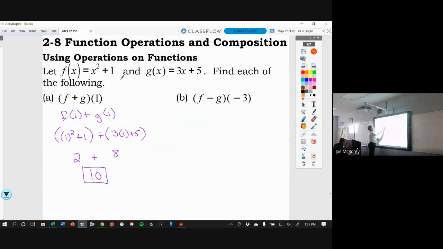Meaning if I had f plus g of x, I would take the f function and the g function, add them together and get x squared plus 3x plus 6. Do y'all see that? What happens if you plug a 1 into this? 1 squared is 1 plus 3 times 1, 4, plus 6, 10. Isn't that what we got? If you plug the 1 into this, you'd have 1 plus 3 plus 6, which is 10.